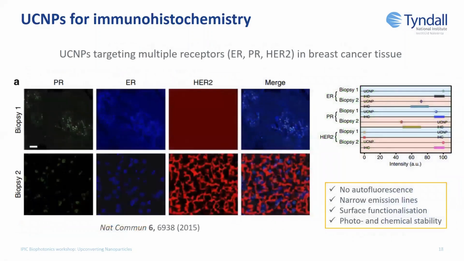So going a little bit farther from that, we can actually do multiplex detection. So in this case, what we had was targeting multiple receptors. So ER, PR, and HER2, they are three very important breast cancer receptors. And what was shown in this paper here was that because of the very narrow emission lines of upconverting nanoparticles that don't overlap each other, we can actually simultaneously achieve detection of 3 different receptors from the same cancer lines and also excised tissue.